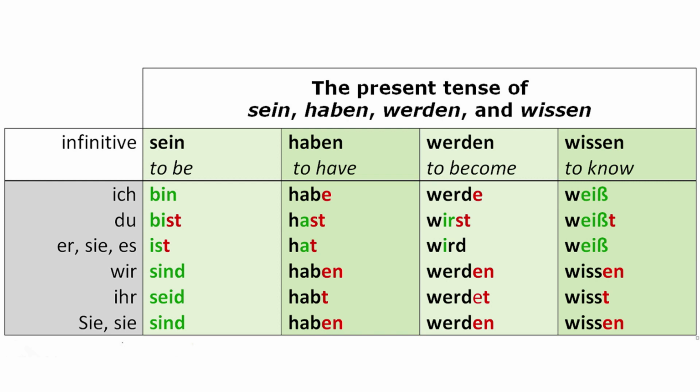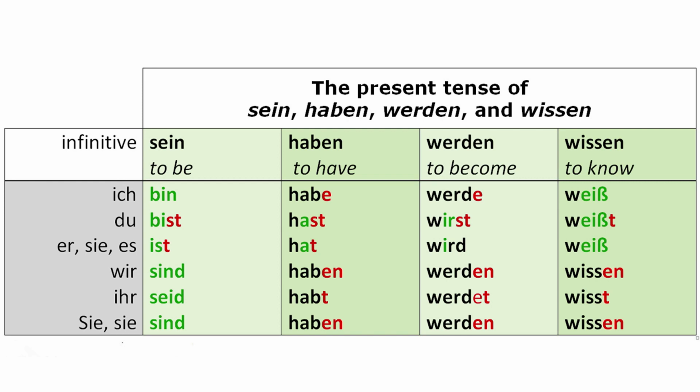But remember one thing. We have three Sie also. First, er, sie, es, and this sie is she. Then we have two more here. The first one is in capital letter and the second one is in small letter. The capital letter Sie is for you, and the small letter sie is for they. So we always use a capital letter for formal you. So: I am, you are, he is, she is, it is, we are, you are, then you are, they are. Okay.